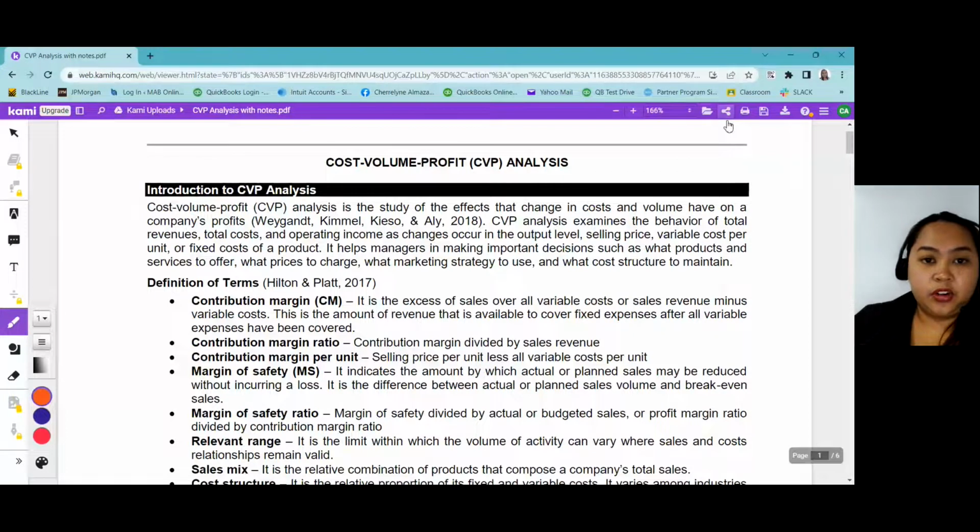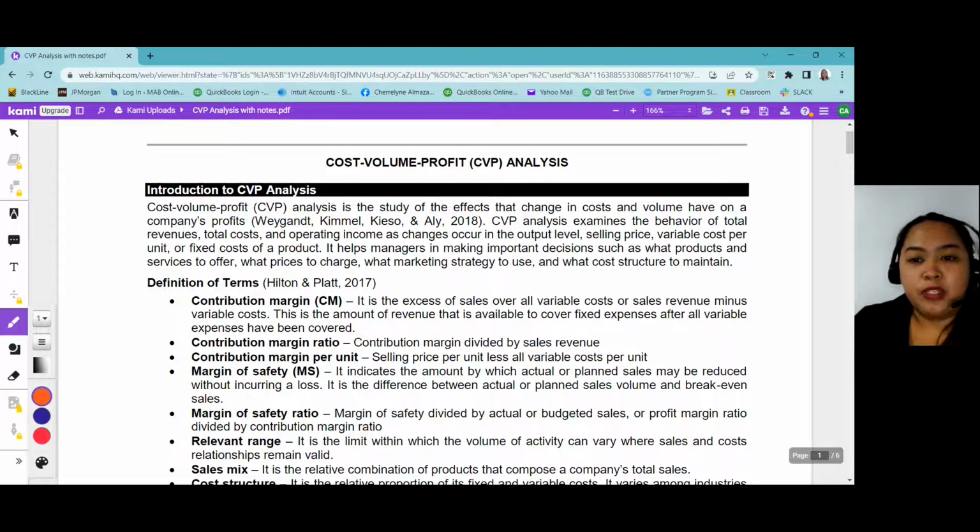Okay, so this is a recorded video for your cost volume profit analysis discussion. CVP analysis is the study of the effects the change in cost and volume had on a company's profits. Okay, so magagamit natin yung CVP analysis in a lot of things. So sa CVP analysis, pwede natin gamitin to by testing kung ano ba yung magiging profit ng company kapag meron tayong certain value for cost and volume. Or it's the other way around.